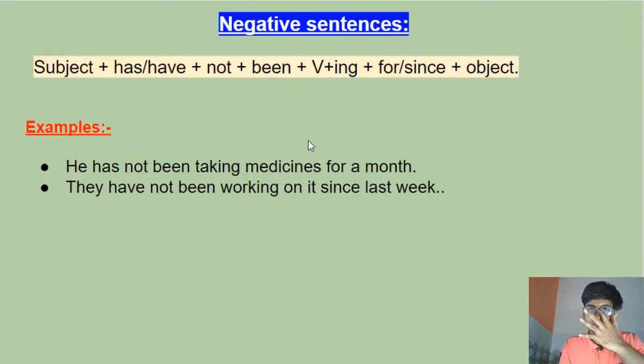Affirmative sentences. Negative sentences, nothing changes here. We just use not. Why do we use negative sentences? We use negative sentences here to talk about an action that has not been happening for a certain amount of time or since a particular time in the past, right? He has not been taking, right? Just use not after has or have. He has not been or hasn't been taking medicines for a month. This action hasn't been happening for a month. They have not been working on it since last week.